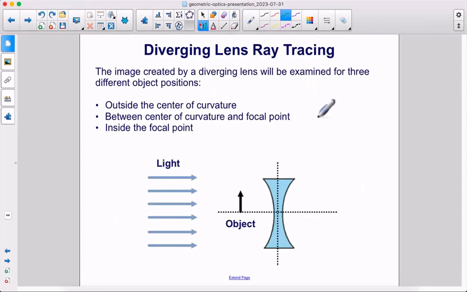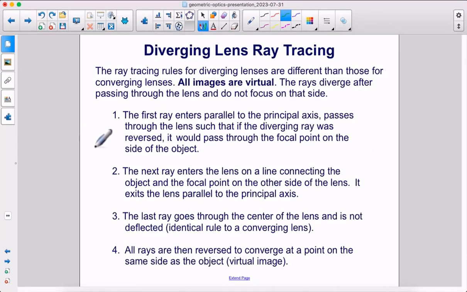The image created by a diverging lens will be examined for 3 different object positions: outside the center of curvature, between the center of curvature and the focal point, and inside the focal point. The ray tracing rules for diverging lenses are different than those for converging lenses. All images are virtual. The rays diverge after passing through the lens and do not focus on that side.